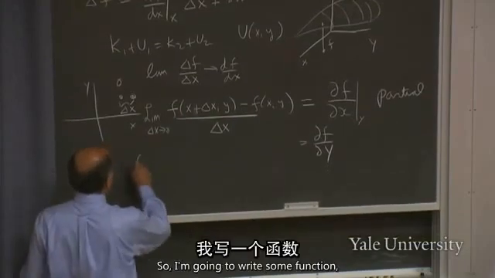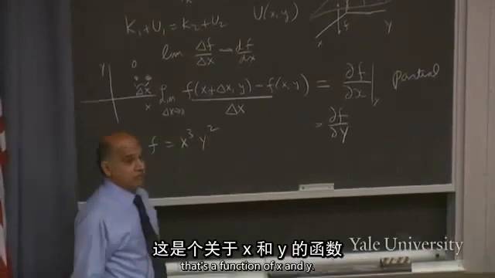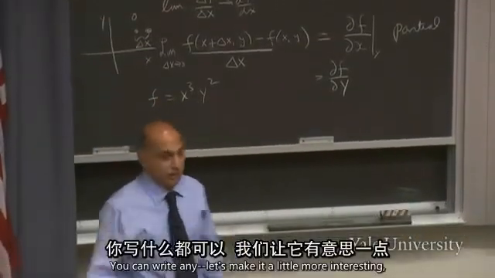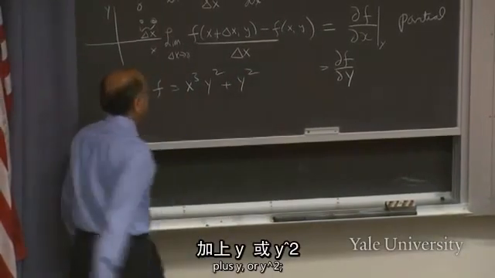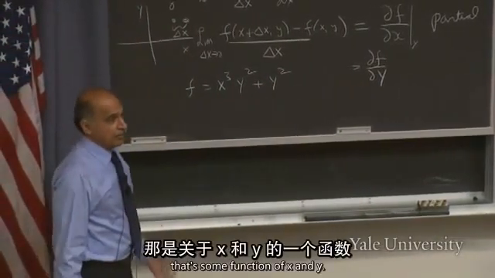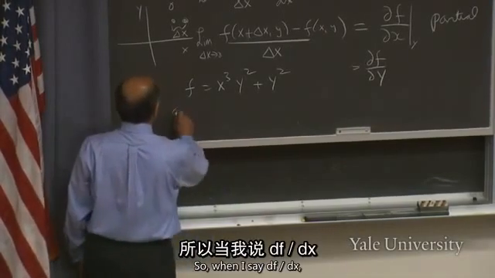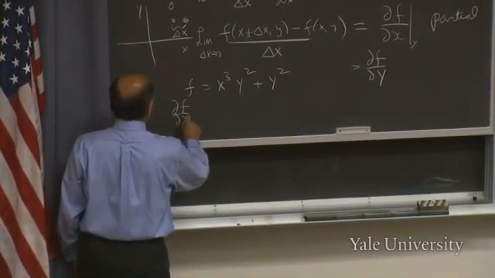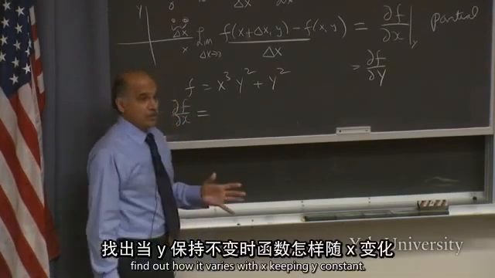So I'm going to write some function, f equals x cubed y squared. That's a function of x and y. You can write any, let's make it a little more interesting, plus y squared. That's some function of x and y. So when I say df dx, the rule is find out how it varies with x, keeping y constant.